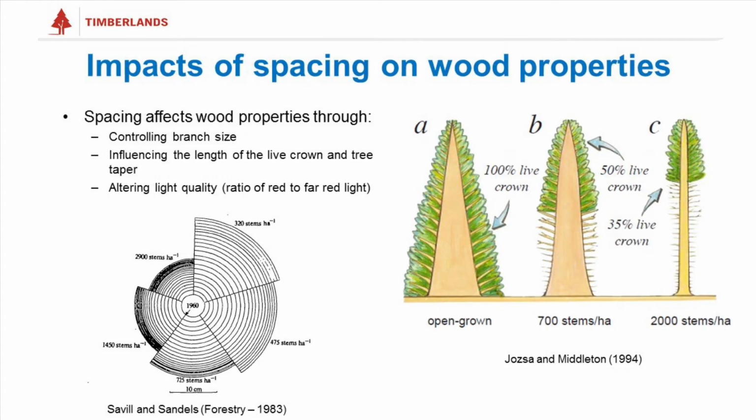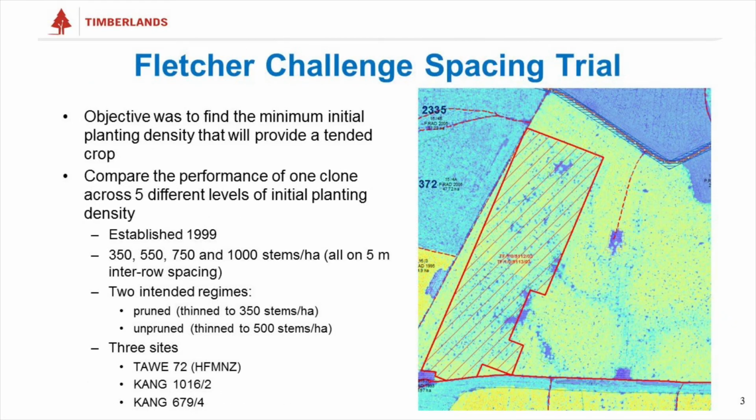However, we were fortunate to discover an old trial on our estate that was established by Fletcher Challenge Forests. This trial included 4 levels of initial planting density, 350, 550, 750 and 1,000 stems per hectare. The intention was to thin all plots to 350 stems per hectare, not that long after planting, but this never happened, so this became a plant and leave trial. This enabled us to look at the impact on core wood properties.